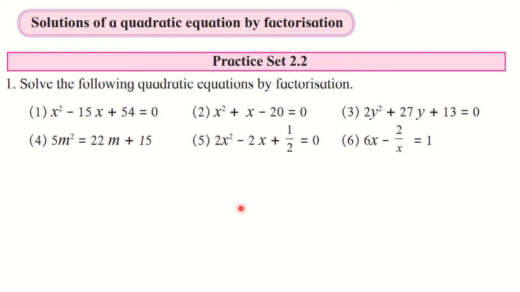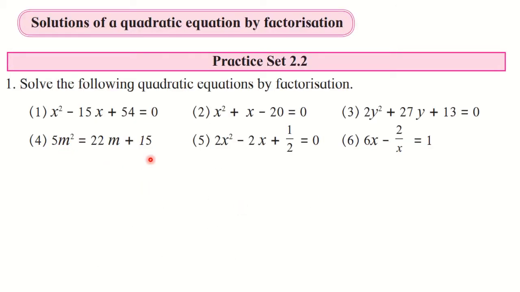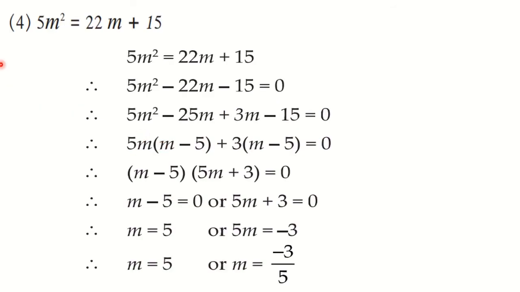Next, solution of quadratic equation by factorization. Here you have to find the answer by splitting the middle term. For that purpose I have taken one example here. See, this is the question: 5m squared is equal to 22m plus 15. First of all, convert it to the standard form. That means take all the terms to the left hand side and write down equal to 0.